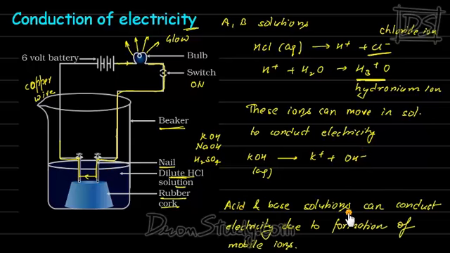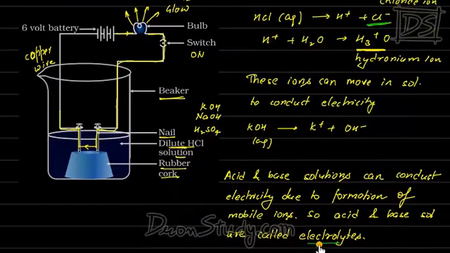So students, we will write this. Acid and base solutions can conduct electricity due to formation of mobile ions. So acid and base solutions are called electrolytes. Electrolytes mean they are such solutions through which current can flow, through which electricity flows. Okay, this is an important term. You should remember this.